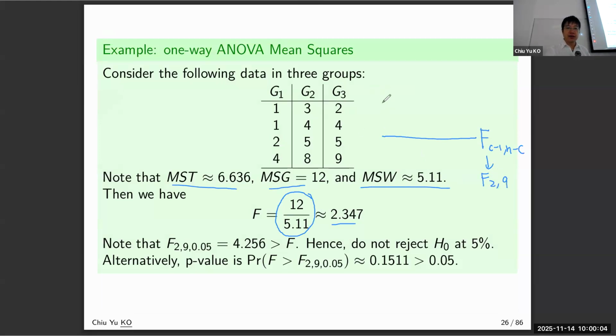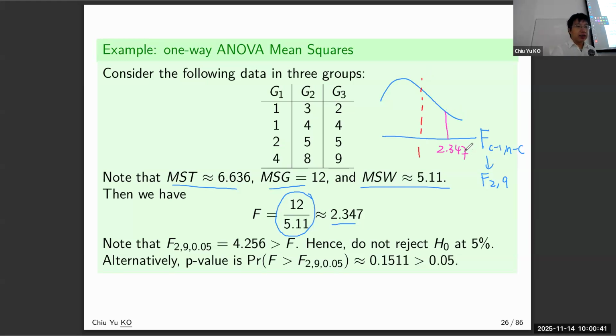So this F distribution will look like something like this, right? And of course, 1 is here, but okay, 1 is good, right? And the problem is what we have is 2.347 here. So the question is whether 2.347 is much larger than 1 or not, right? Because 1 is something that favors the H null, which is that the means are the same.